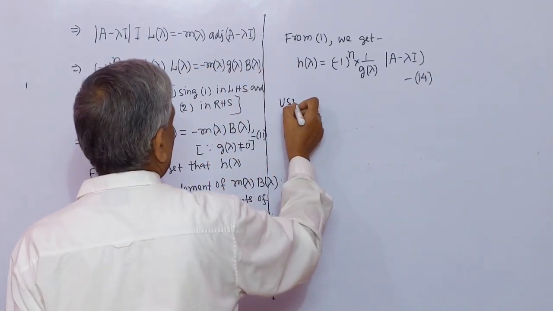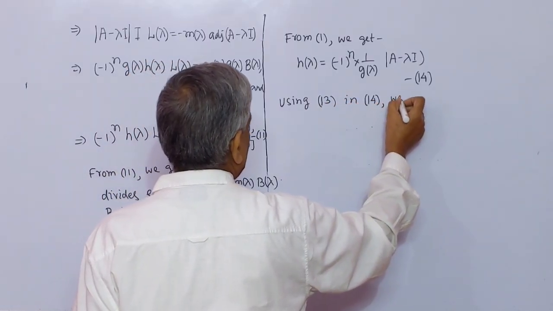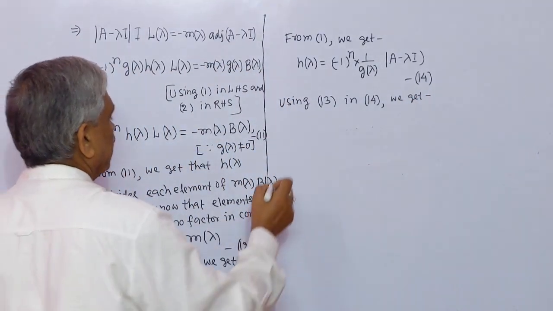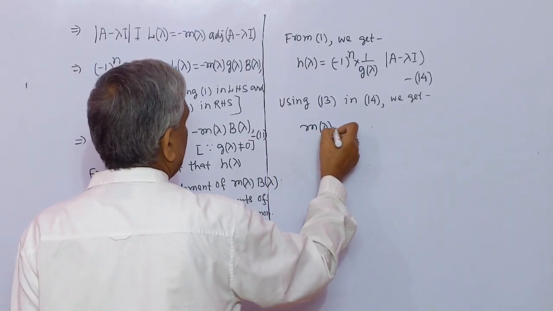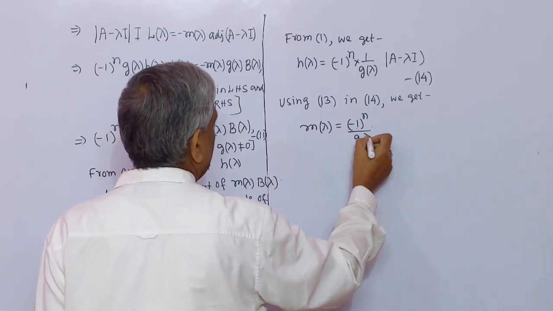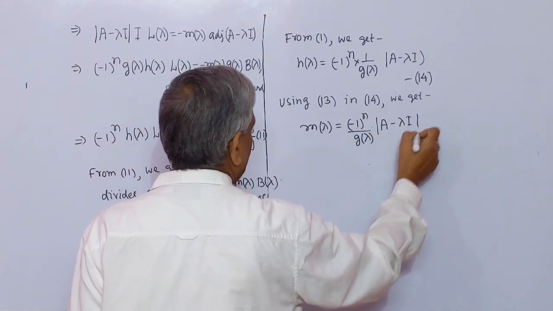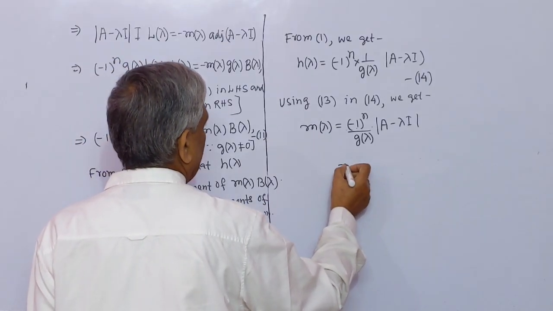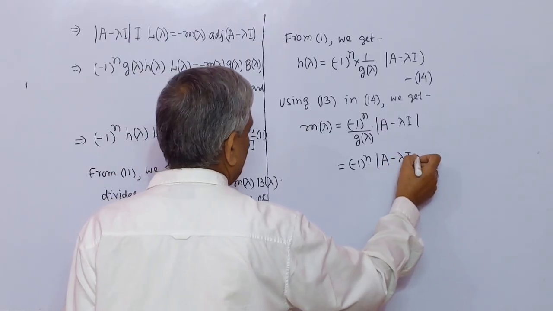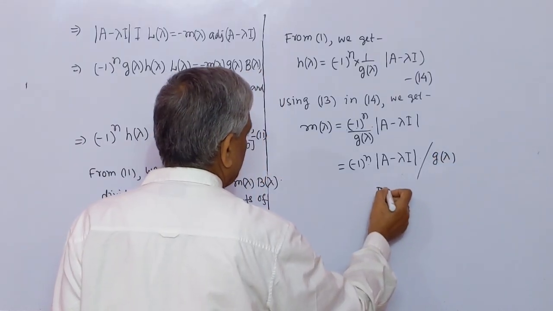Using 13 in 14 we get, in place of h lambda we write m lambda. m lambda equal to minus 1 to the power n by g lambda multiply determinant of A minus lambda I. This equal to minus 1 to the power n determinant of A minus lambda I divided by g lambda. Proved.